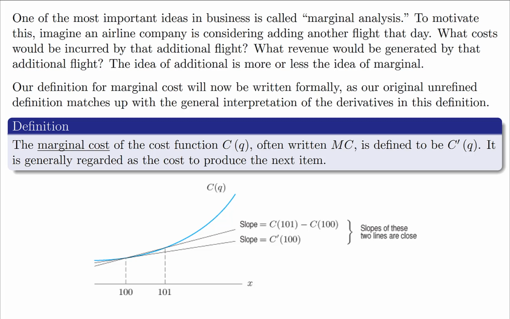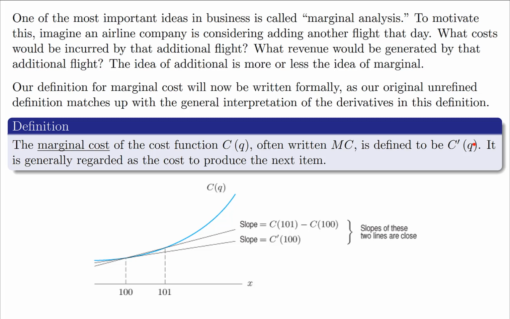Remember in our original marginal cost definition, we said it was the cost associated with making the next item. Now our official definition will be that the marginal cost is defined to be the derivative of the cost function, C prime of Q. And the way that we interpret it is how we were interpreting derivatives previously. It's the cost to produce the next item. So the marginal cost is the derivative. With that said, we now have four things that all mean the same thing: derivative, instantaneous rate of change, slope, and marginal. All four mean the same thing.